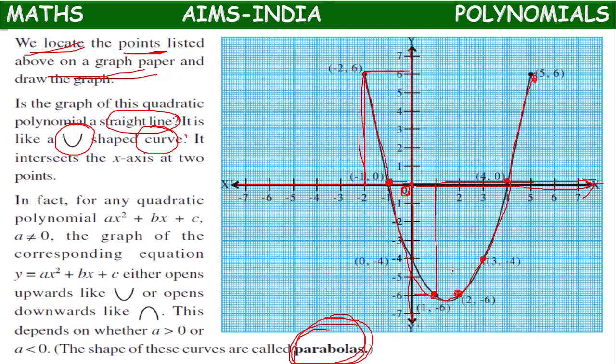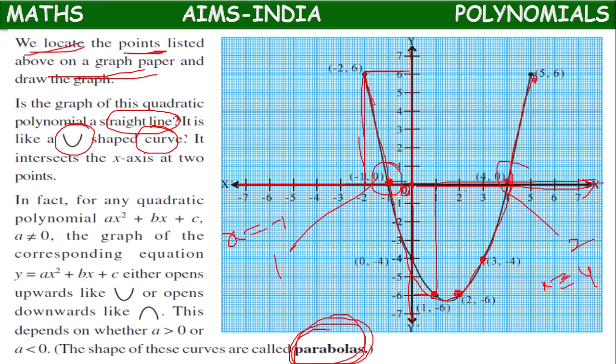This parabola is intersecting x-axis at 2 points. This is first point, this is second point. The parabola is intersecting x-axis at 2 points. Here the x value is -1. Here the x value is 4.